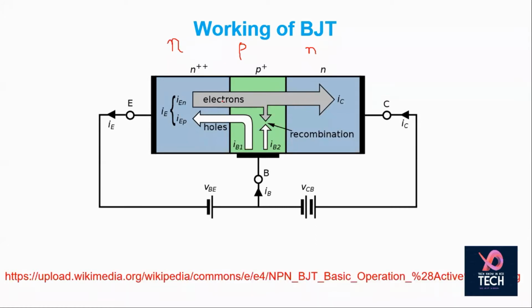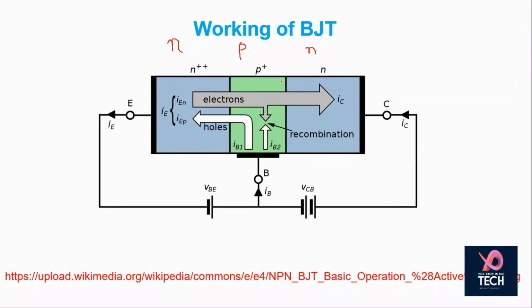Moreover, there is a difference in the areas. The emitter has intermediate area. Base is very small in area as compared to the emitter, and collector has the largest area. Why? Because when they go through the process of collection, a lot of heat is generated. When a lot of heat is generated, more area is required to dissipate that heat.